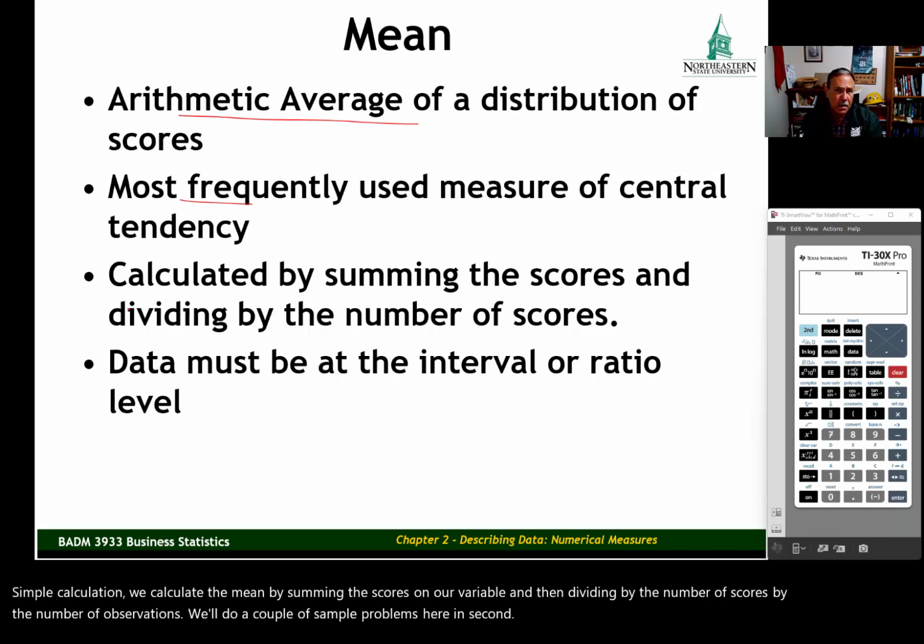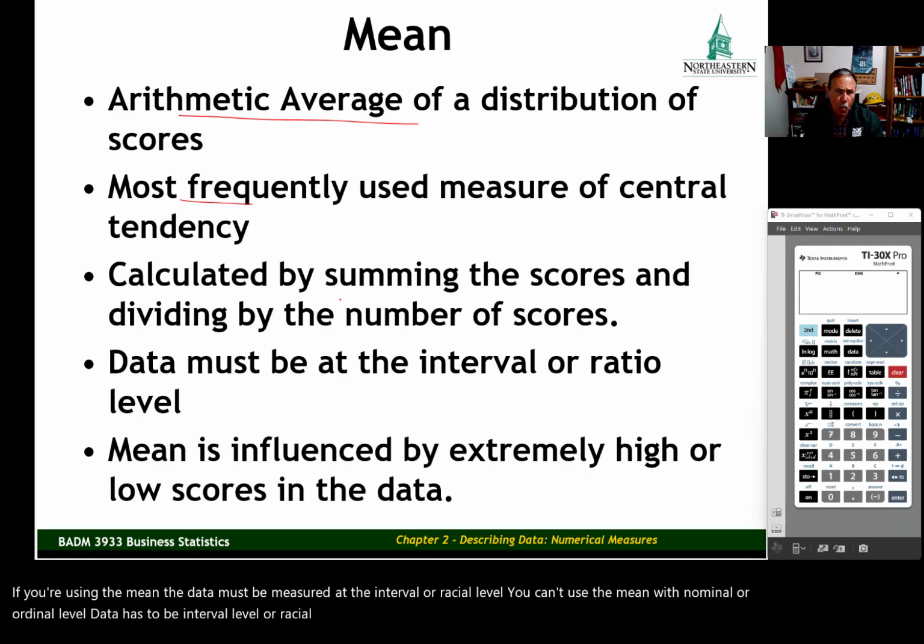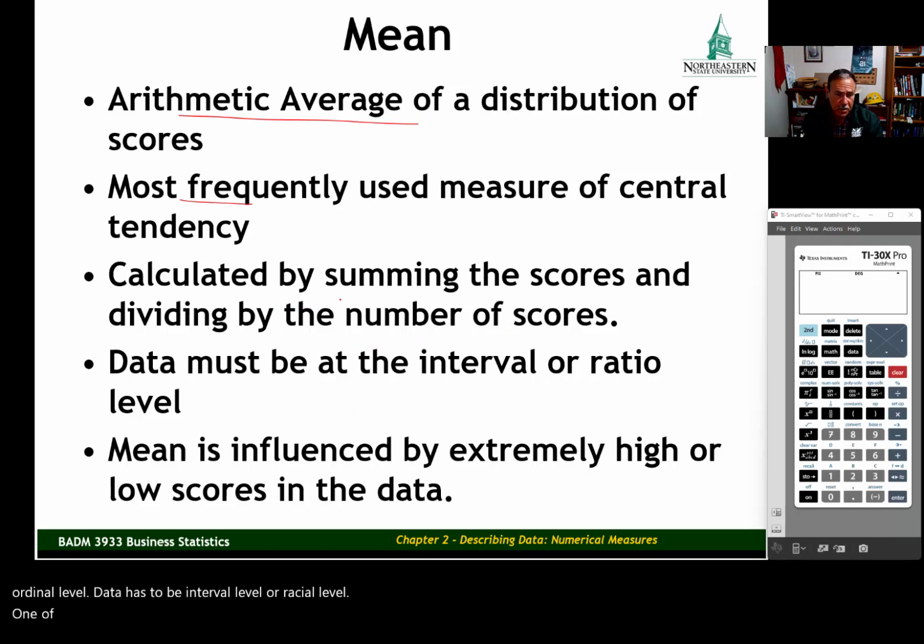If you're using the mean, the data must be measured at the interval or ratio level. You can't use the mean with nominal or ordinal level data. It has to be interval level or ratio level. One of the deficiencies of the mean as a measure is that it can be greatly influenced by extremely high or extremely low scores in the data.